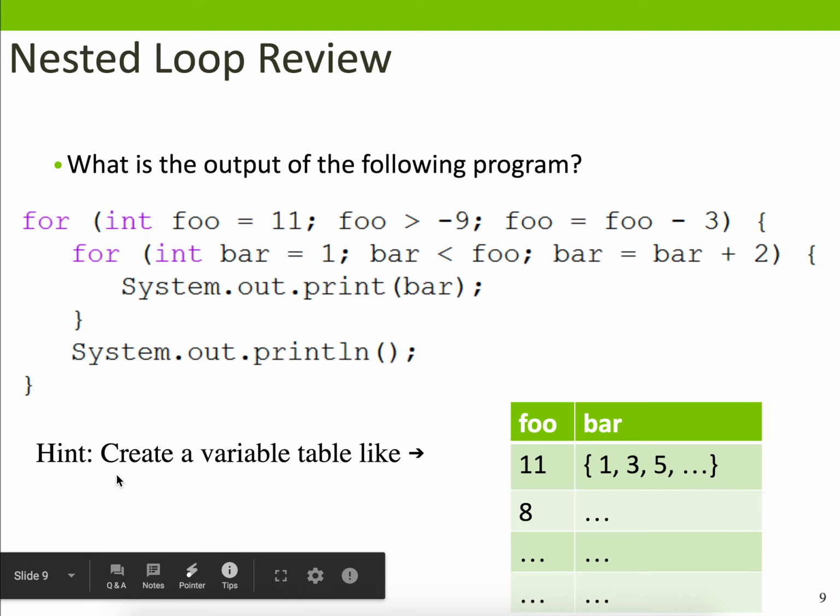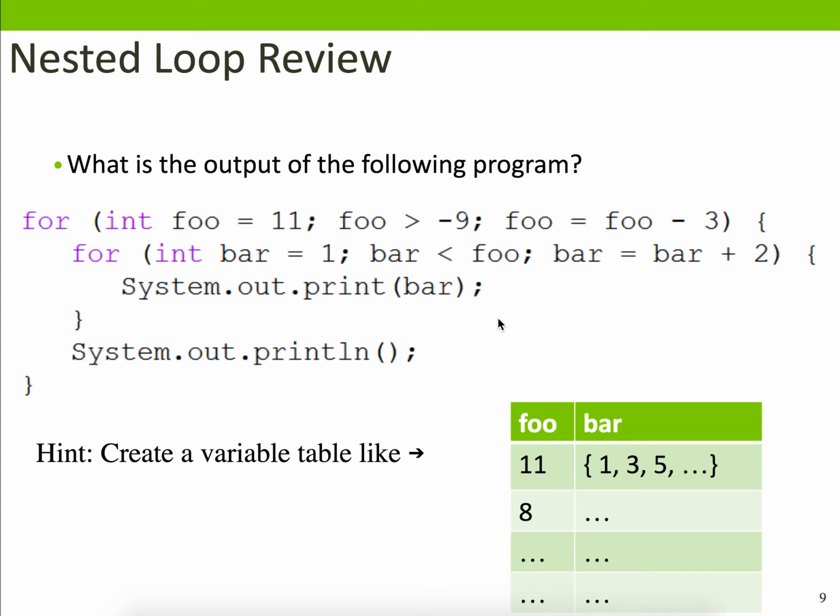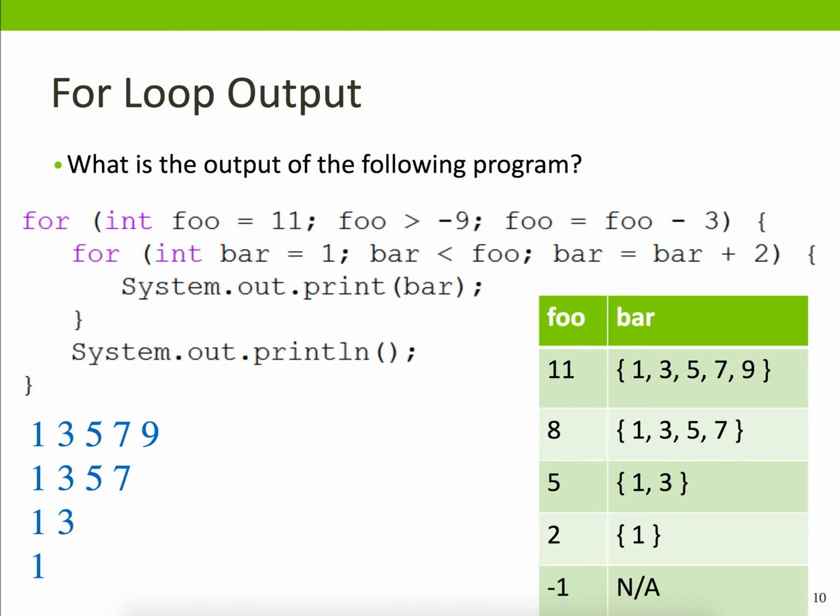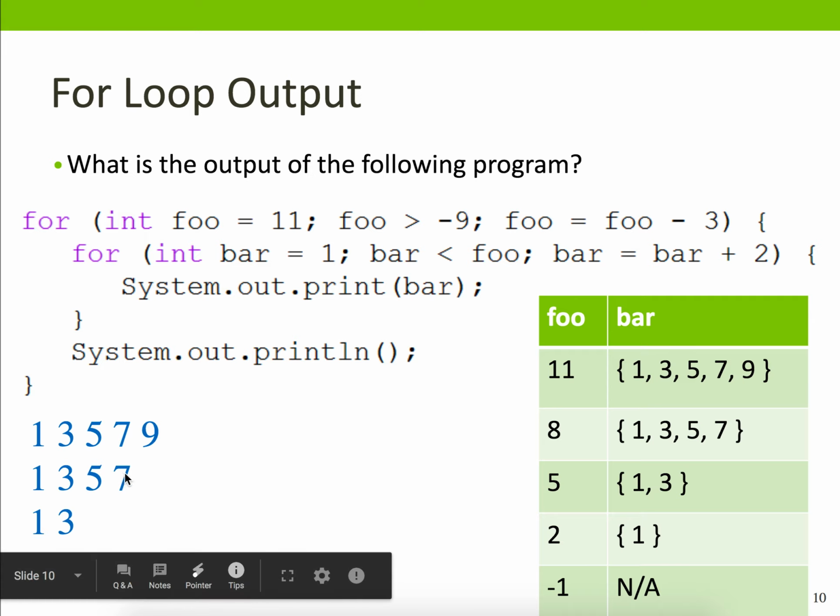I also found that if you create a table with something like this, it can help you determine what this outputs. Okay, I'm going to pause. So you're going to pause, and when you figure it out, let me know. Oh, already. Okay, here we go. This is the output here on the left: 13579, 1357, 13, and then 1.